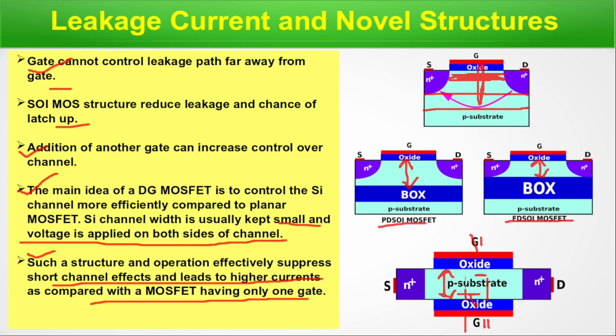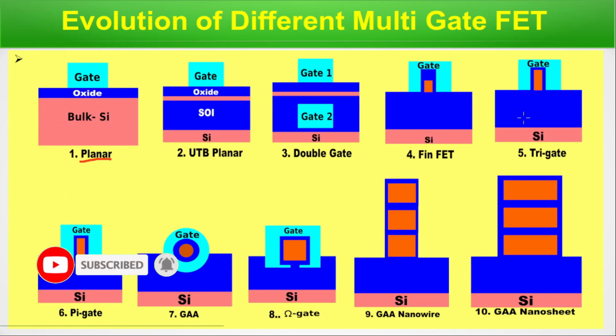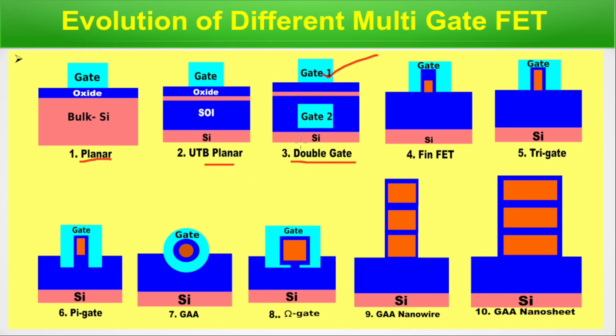Now we will move to the next slide: evolution of different multi-gate FETs. First is the planar MOSFET. Here all the MOSFET structures are shown without source and drain. This is the basic planar MOSFET. This is the ultra thin body or UTB planar MOSFET that is built on SOI wafer. And then comes the double gate: gate 1, gate 2, and the silicon zone in between. Now the FinFET. It is built on SOI and stands in a vertical position.